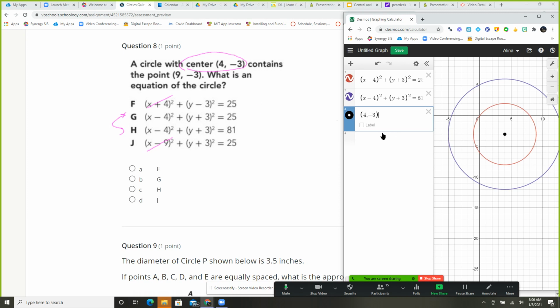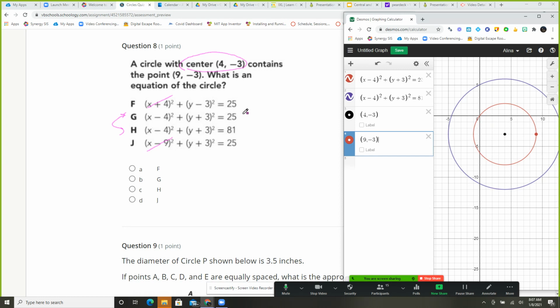And then I just plot this other point, (9, -3). And it's on the red circle, not the purple circle. And my red circle is that (x minus 4) plus (y plus 3), so it's got to be this one with a radius of 5.